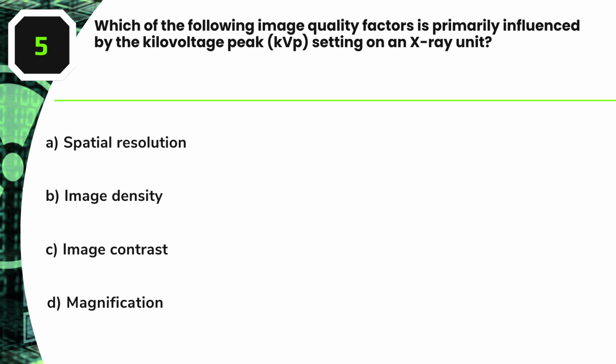Question 5. Which of the following image quality factors is primarily influenced by the kilovoltage peak, kVp, setting on an X-ray unit? A. Spatial resolution. B. Image density. C. Image contrast. D. Magnification.